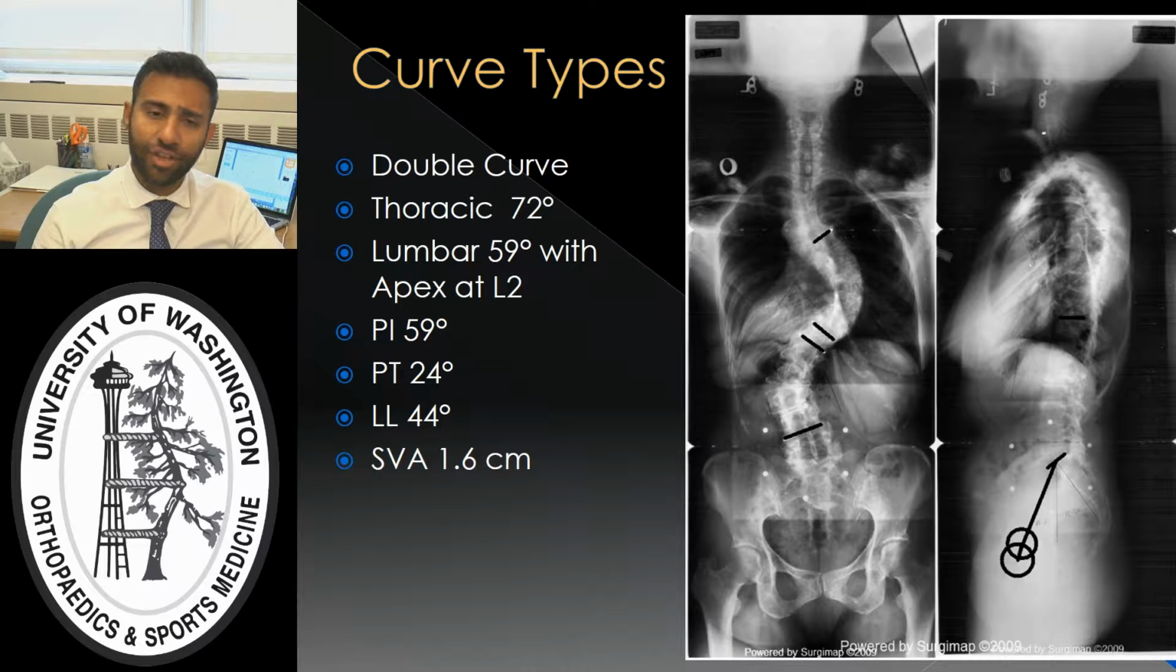Here's another example. This is a double curve. This is likely a patient that had adolescent scoliosis that was untreated, possibly in the thoracic region, and then over time developed a compensatory and progressive lumbar curve. And so they have a double curve.